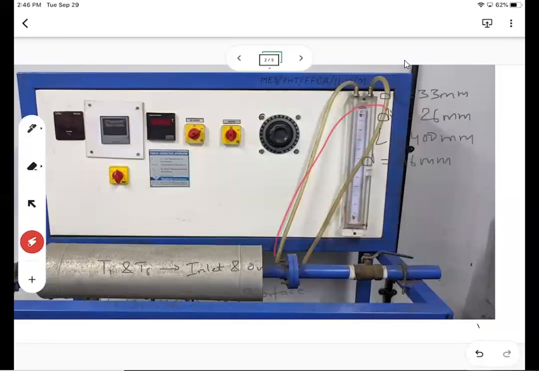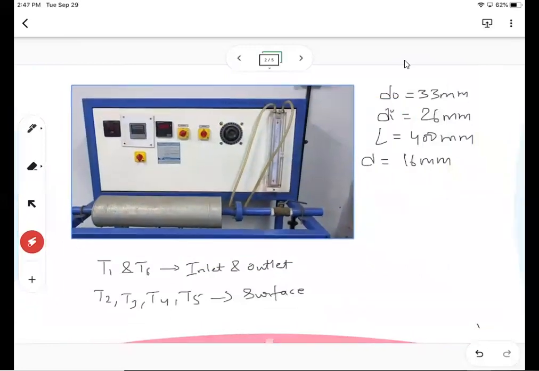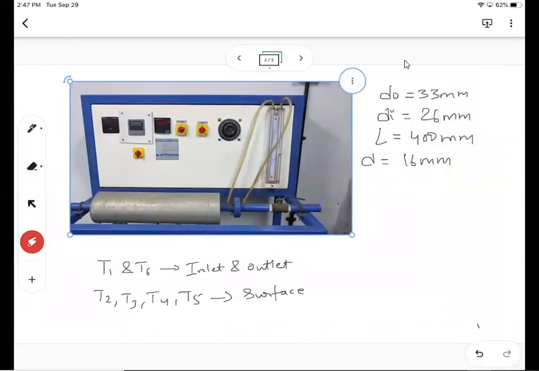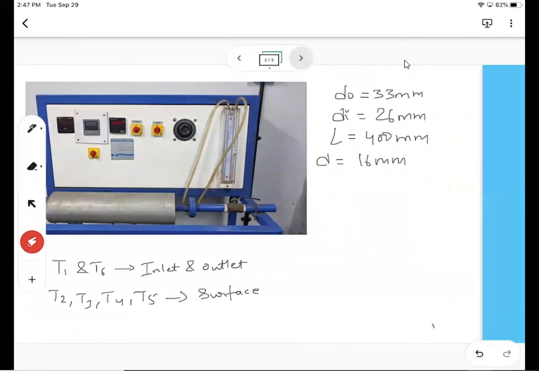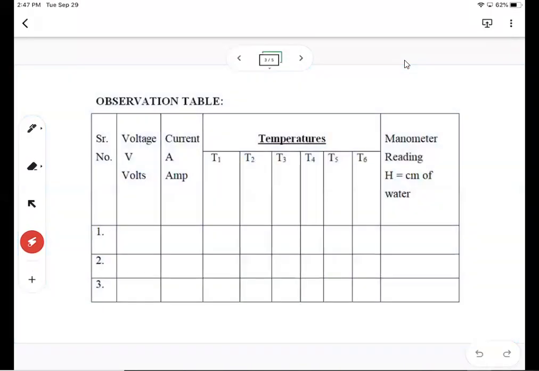So once you get that, you get two readings. We'll call the difference in height over here H1, and on this side we'll call it small h2. So this was all about the experiment photo, and let me now go towards the calculation part.